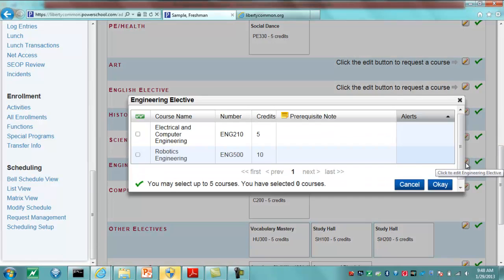Engineering electives, again, some more engineering classes. Electrical and computer engineering is a great class. It is highly recommended that you take Intro to Programming before you take electrical engineering. So if you take an Intro to Programming, that might be one that would be interesting for you. Robotics engineering is also an option for sophomores, and that's a year-long 10-credit course.